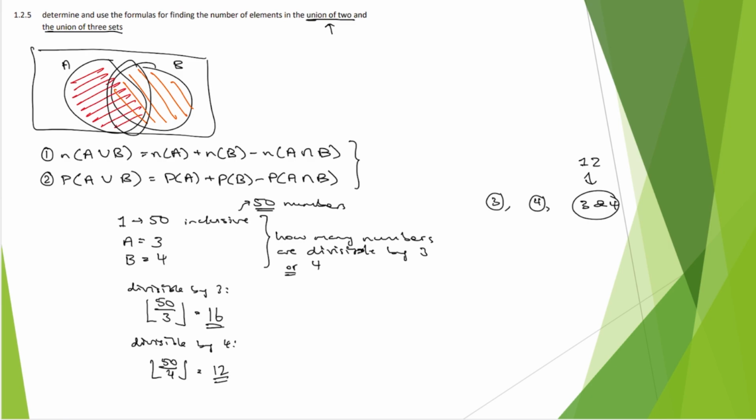Finally, divisible by 3 and 4 is equivalent to dividing 50 by 12. 50 divided by 12 is equal to 4.16 recurring, but because we're finding the floor, we round down to 4. So the number that are divisible by 3 or 4 is equal to 16 plus 12 minus 4, according to the inclusion-exclusion principle. That is equal to 24. And so this is an example of the use of the inclusion-exclusion principle for 2 sets.